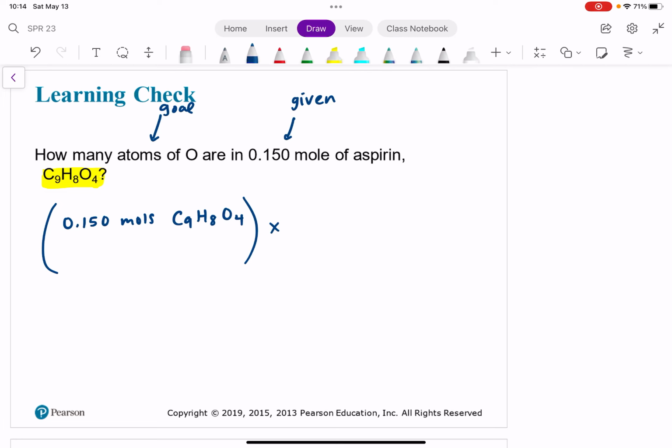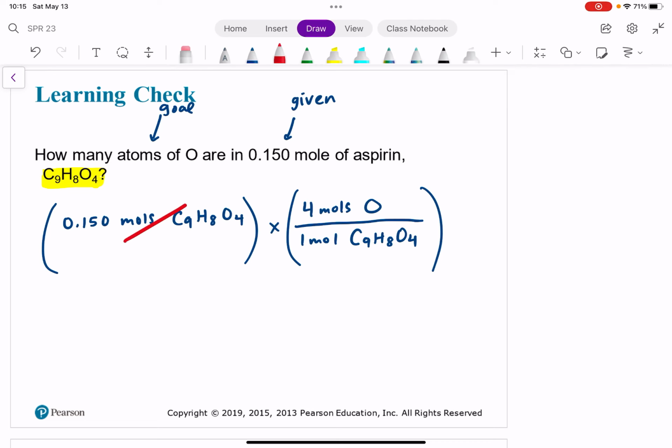Okay, so we're going to put 1 mole of C9H8O4 on the bottom. And what goes on the top? Yeah, 4 moles of oxygen. So now we can cancel out those moles of aspirin, right? And now we're in moles of oxygen, which is great because I eventually want to just get to atoms of oxygen, atoms of just oxygen. Okay, so now we have moles of oxygen.